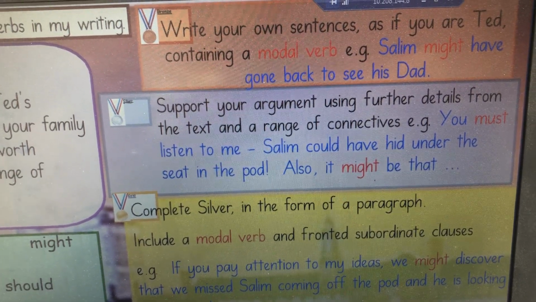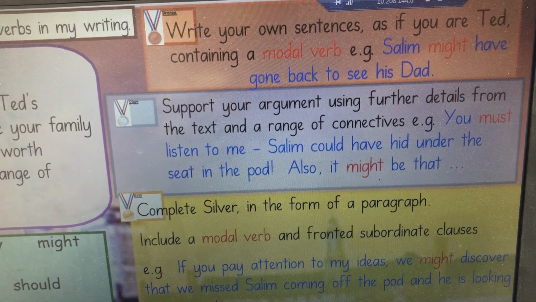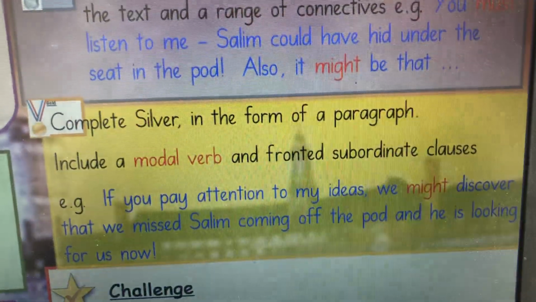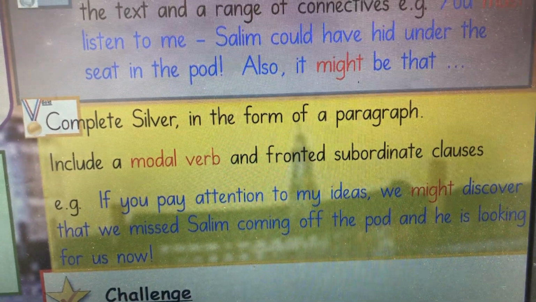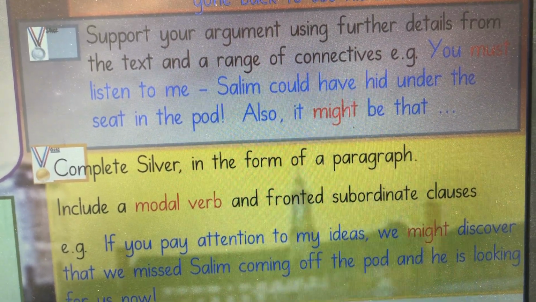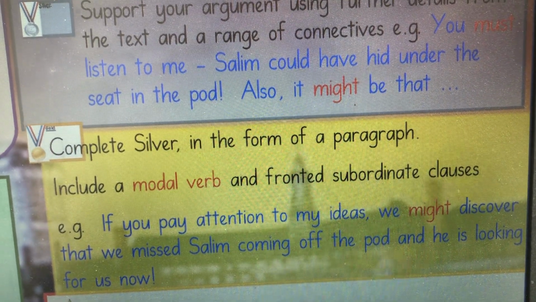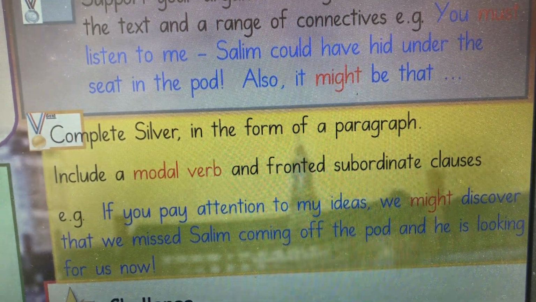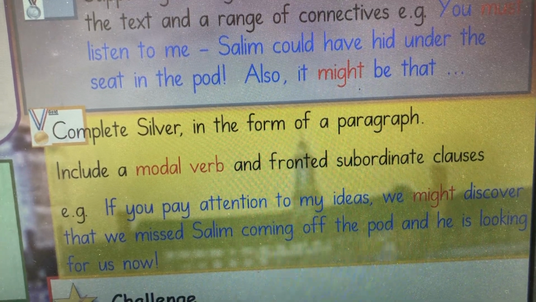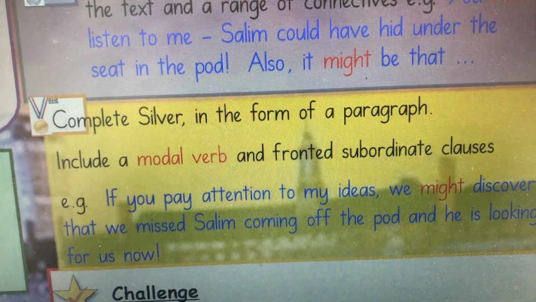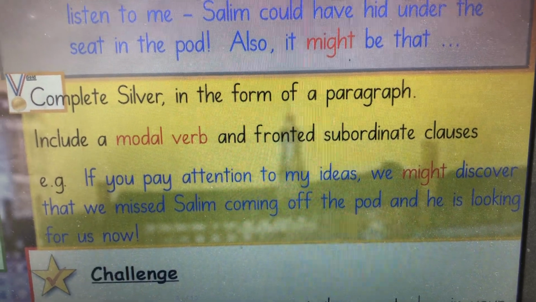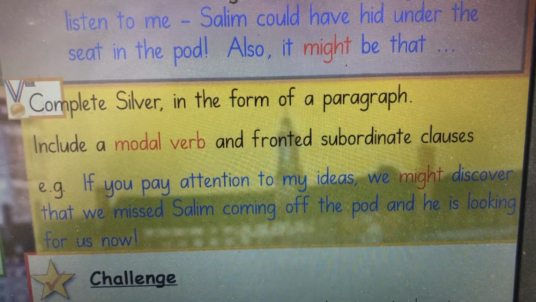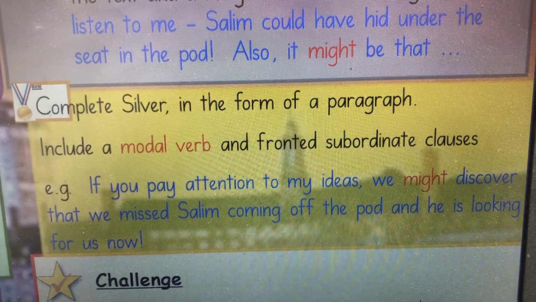and you can see that that example is not finished because I want you to put in your fantastic ideas there. If you're going to work at gold level this morning, you're going to complete silver, so you're using a range of connectives to link your ideas in the form of a paragraph. So include a modal verb, but also thinking about a fronted subordinate clause to start some of your sentences with. And here's my example. If you pay attention to my ideas, we might discover that we missed Salim coming off the pod, and he's looking for us now.